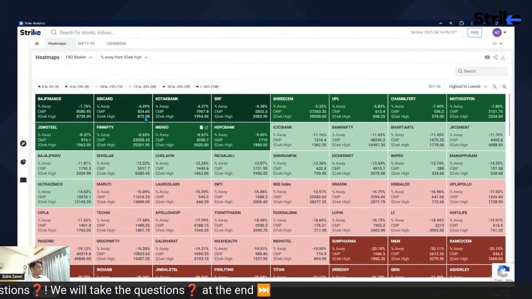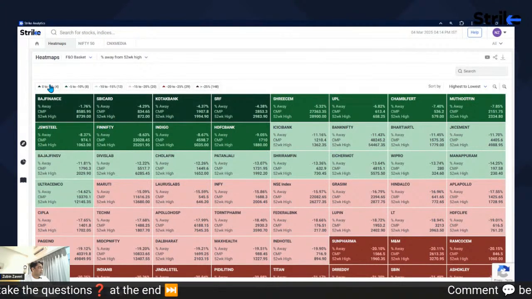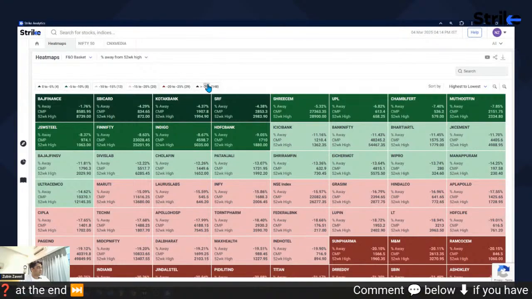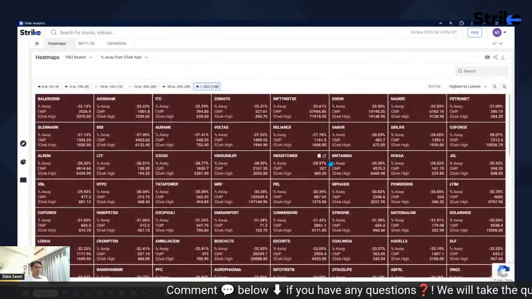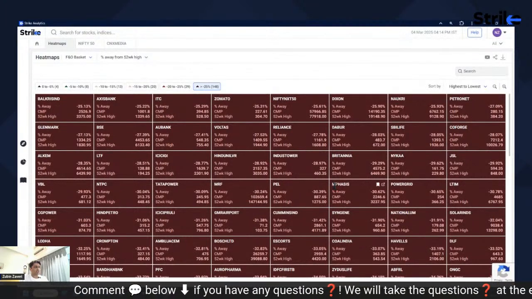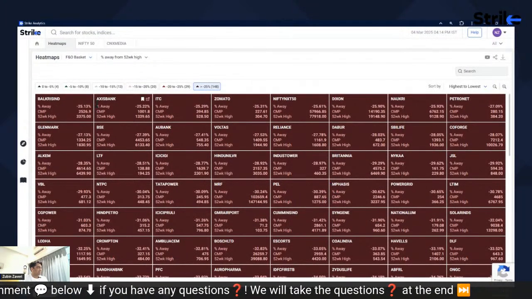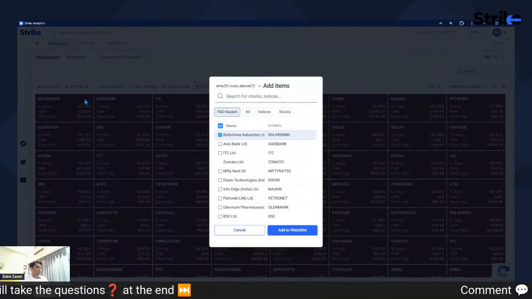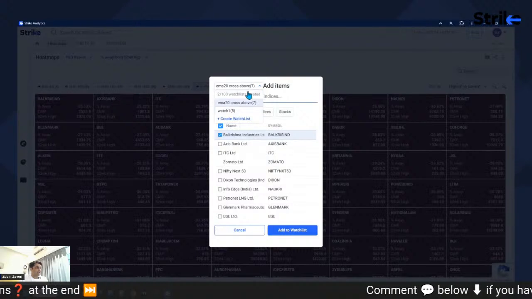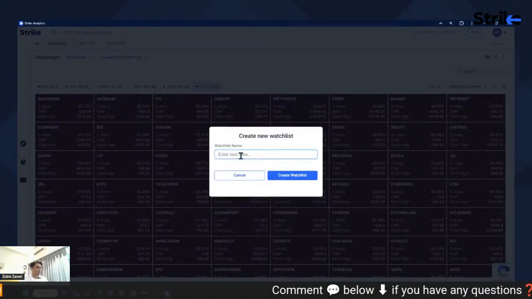So you can simply say, okay, I want stocks which have gone down a great deal. If there is a bounce back, these are the stocks which can bounce back. You can select them, and there is this white color button that you will see over here. You can click on it. Once you click on it, you can create your own watch list over here like this.